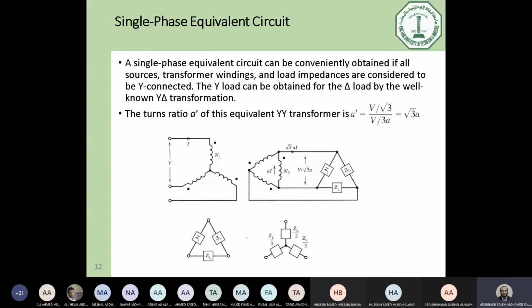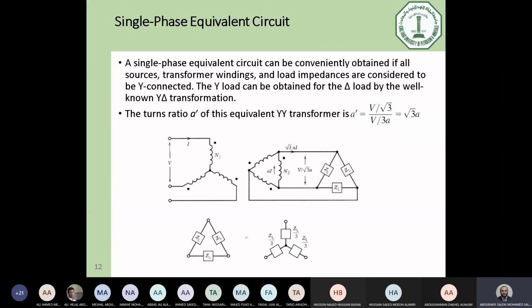First, in order to apply the single-phase equivalent circuit, all of the windings should be star type. What if we have a delta connection? If you have a delta connection, you have to make a delta-star transformation virtually in order to apply the single-phase equivalent circuit.